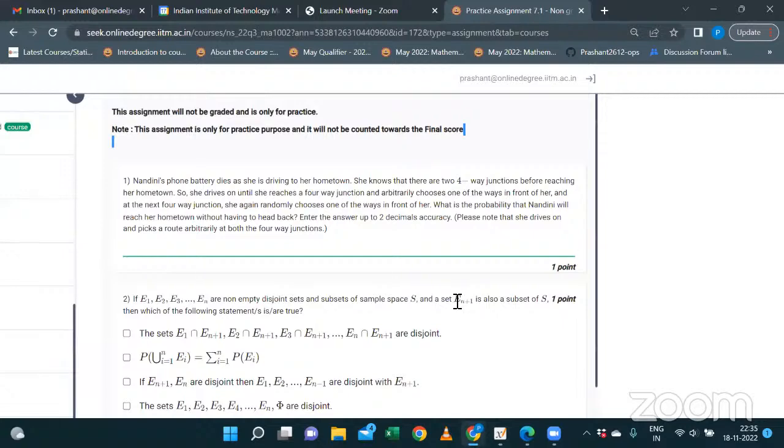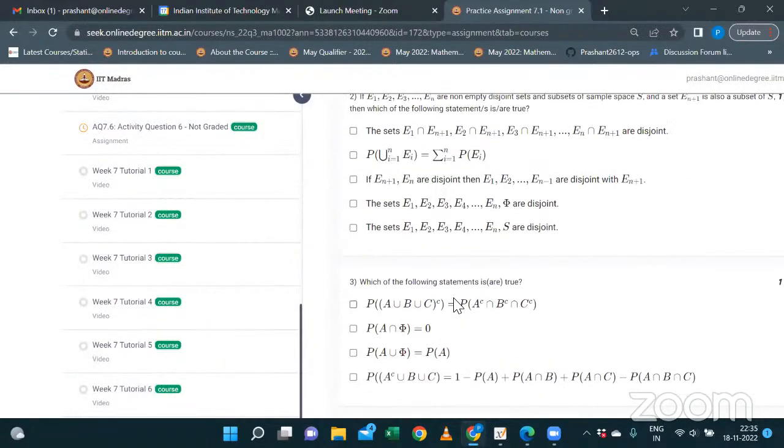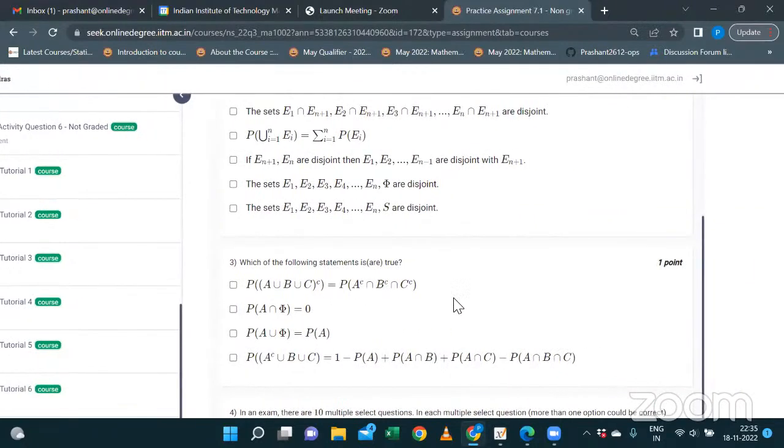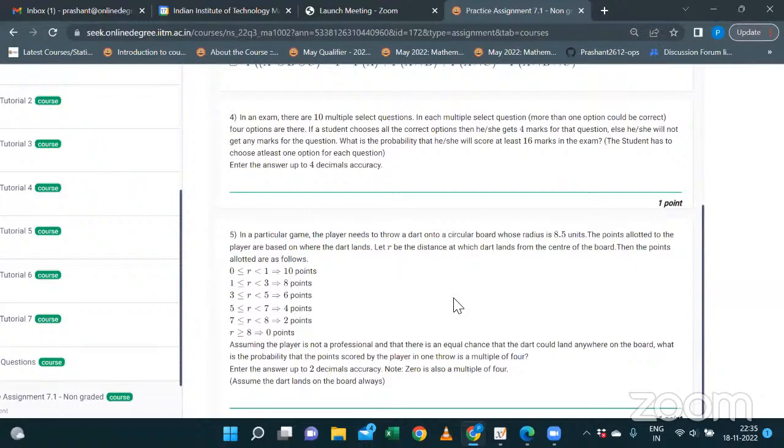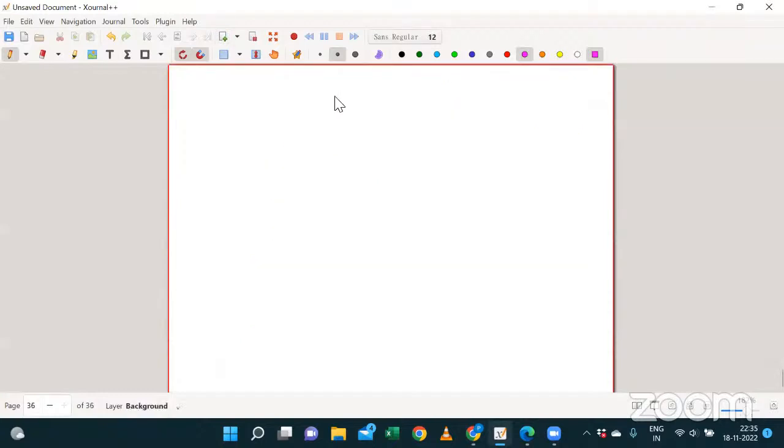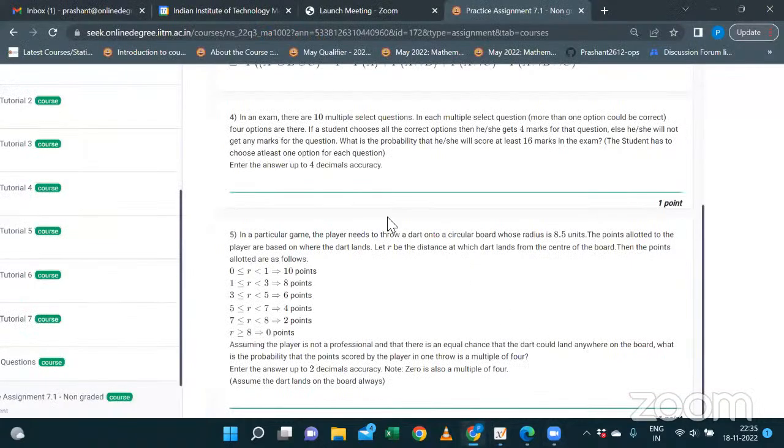Okay. So the next question. Can you please go down? Yeah, this fourth one: in an exam, there are 10 multiple select questions. I will again say you had not attended the sessions; I think we have discussed all these questions in an open session, if I'm not wrong. Yes, sir, it was discussed in detail. So I'm going to give you a hint, Janvi, okay? The question is saying in an exam there are 10 multiple select questions, and in each multiple select question, more than one option can be correct.